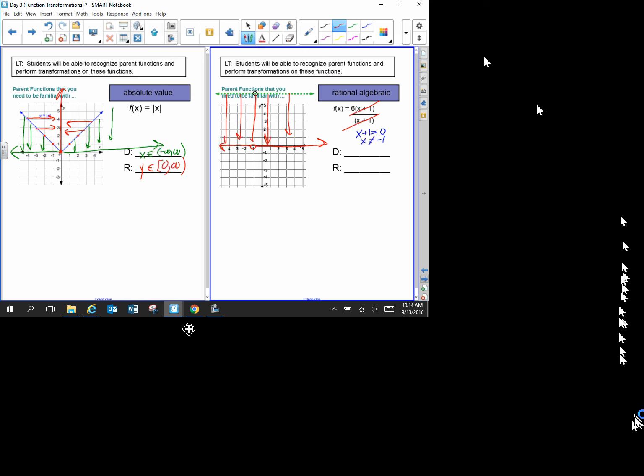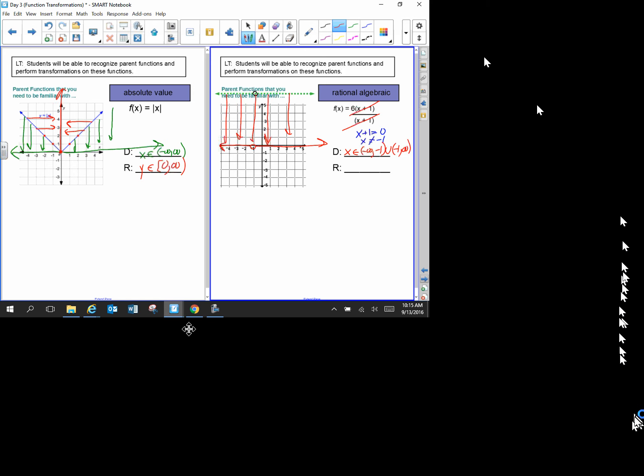You can put that in set notation if you wanted to. If I did it in interval notation, it goes from negative infinity up to negative 1, non-inclusive, and then from negative 1 to positive infinity, non-inclusive on both ends.